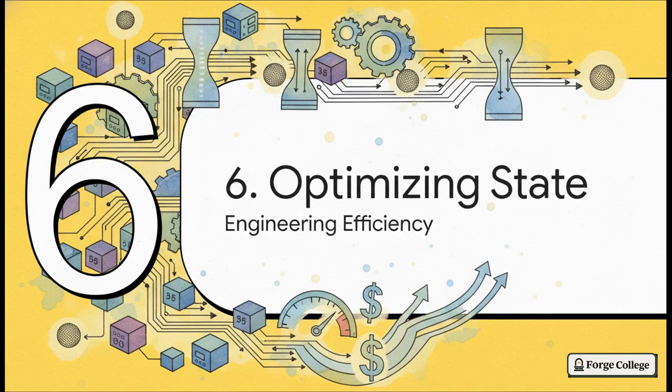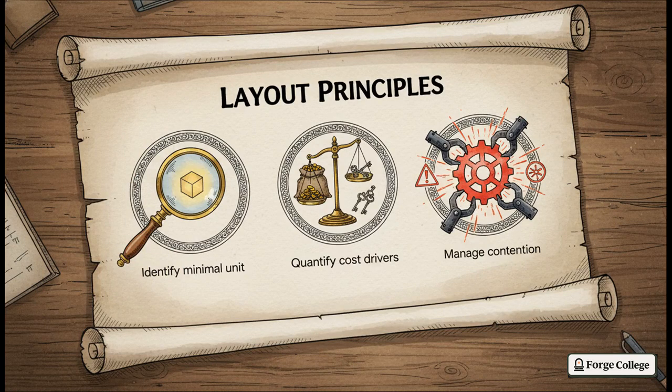Let's jump to Section 6, Optimizing Your State Layout, Engineering for Efficiency. You should keep these 3 highly practical principles tattooed on your brain when mapping out your storage layout. First, always identify your minimal addressable unit. Second, quantify your cost drivers. Ask yourself, are you paying for the blob size or are you paying for the key count? And third, ruthlessly expose and manage contention on your hot objects.